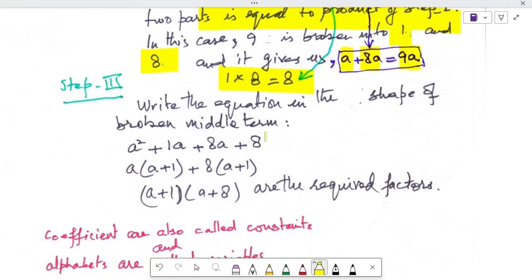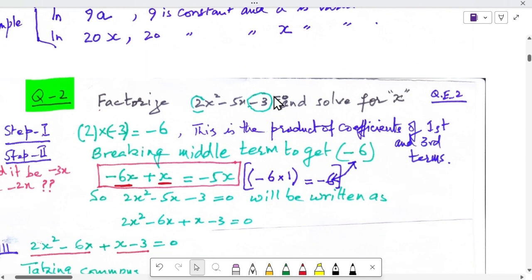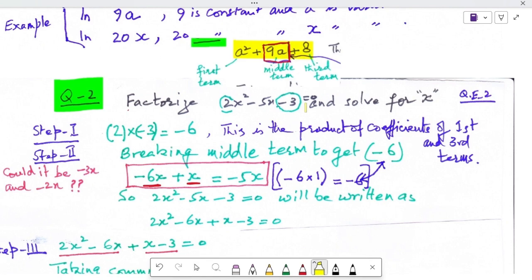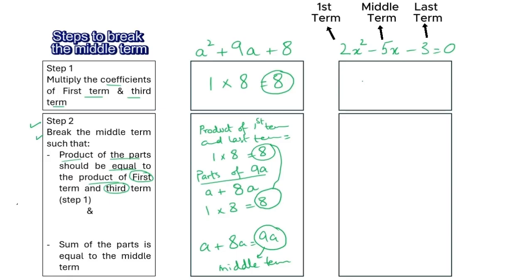Going to step 3, we are going to write down the broken middle term and then take commons and find out the required factors. Now going on to question number 2, the difference between question number 1 and question number 2 is that in question number 1, all signs were positive, but in this, the signs are negative apart from the coefficient of x square, which is positive. Solve for the values of x.